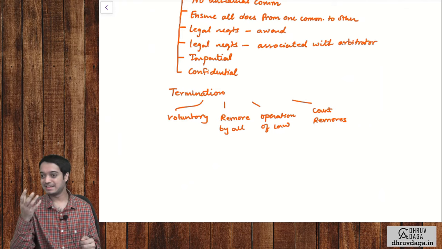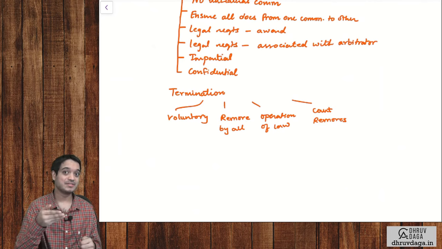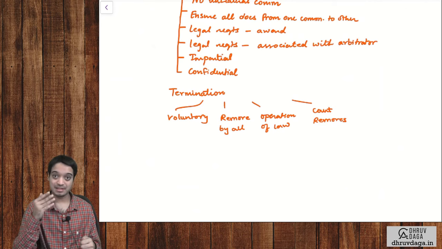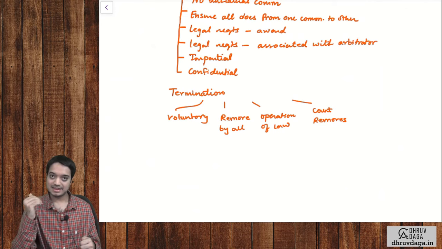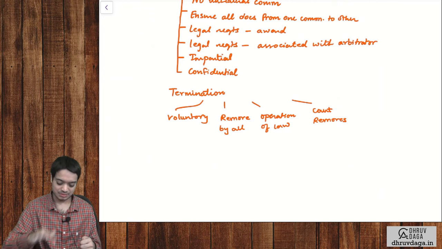Operation of law. There are certain things in law. For example, arbitration does not complete in 12 months. So all of these factors will lead to the arbitrator being terminated. Then the court may remove the arbitrator in certain circumstances as well.